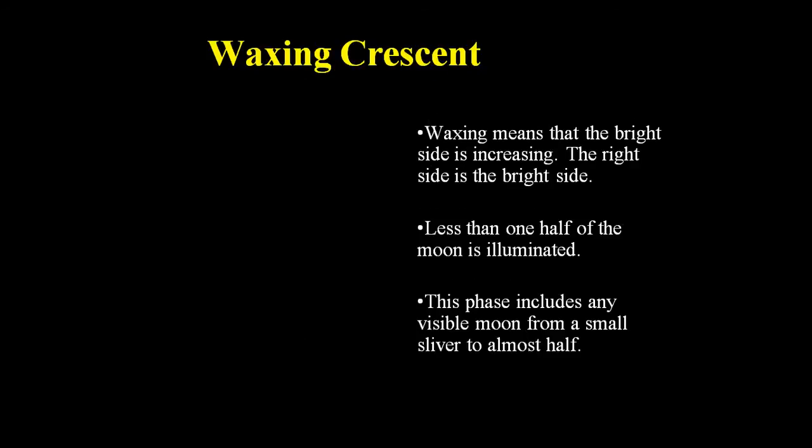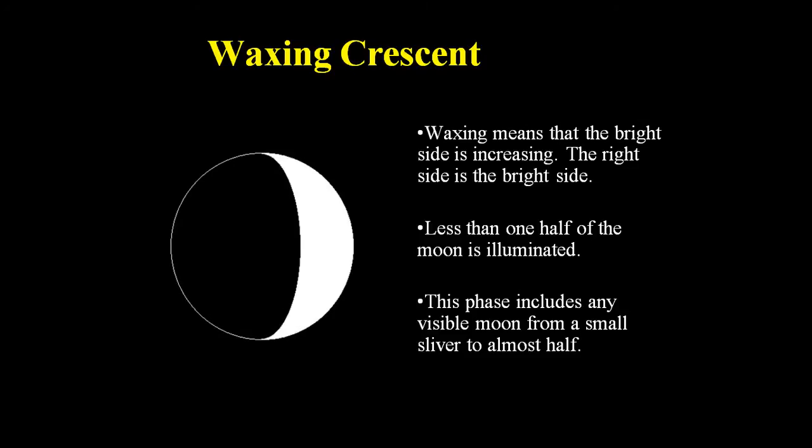Waxing crescent. Once again, waxing means that the brightest side is increasing. The right side is the bright side. Less than one half of the moon is illuminated. This phase includes any visible moon from a small sliver, to almost half.